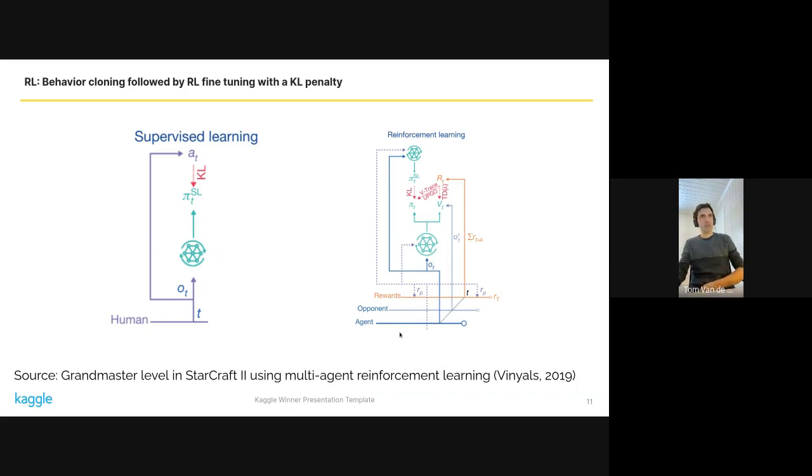So in reinforcement learning, as I said, what you want to do is to learn a mapping from the state to some probability distribution over the possible actions. And you do so to maximize the reward, to make the best possible agent. And what we did is a two-phased approach. First we use supervised learning to get a sensible starting point, and then we use reinforcement learning to fine-tune the policy.